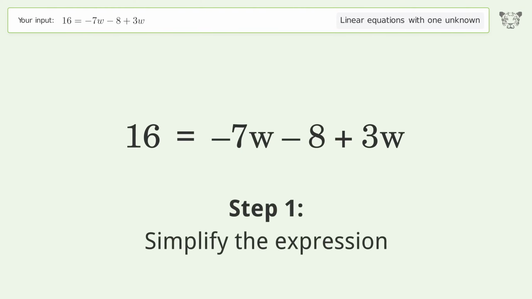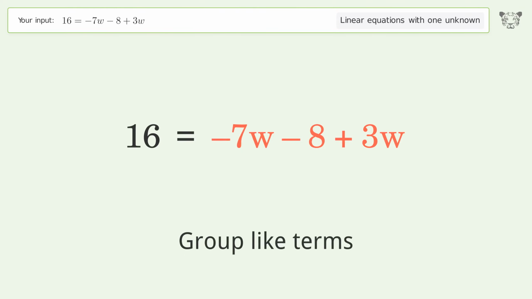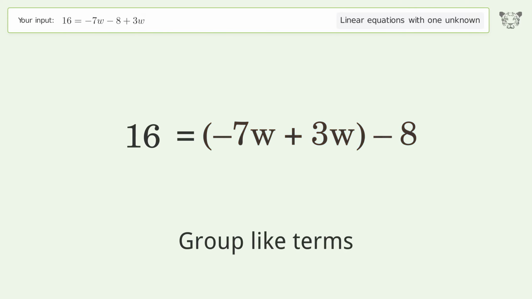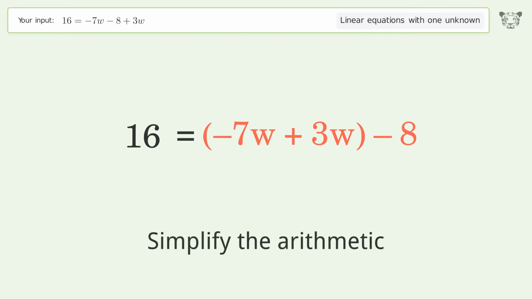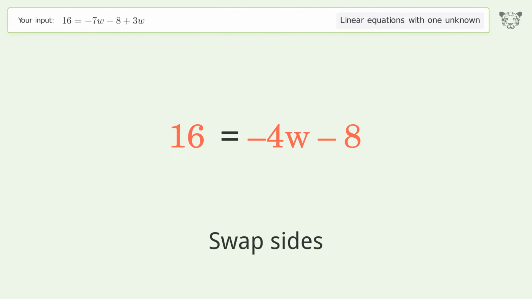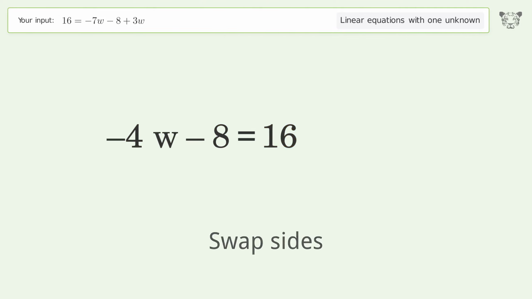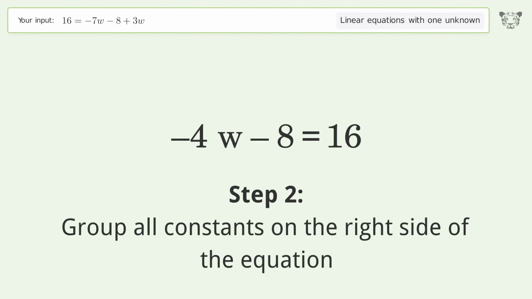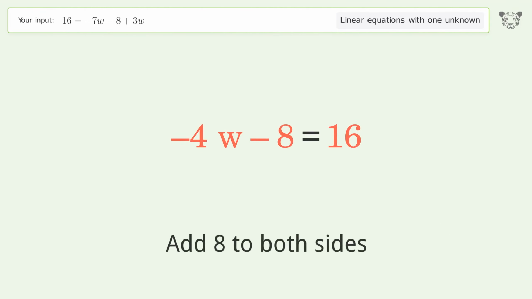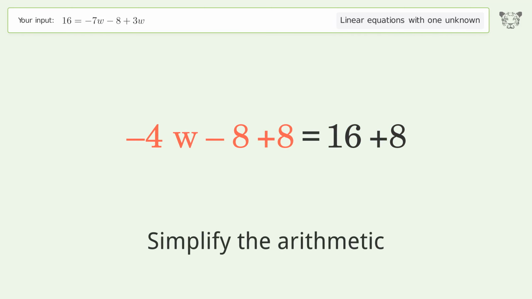Simplify the expression. Group like terms. Simplify the arithmetic. Swap sides. Group all constants on the right side of the equation. Add 8 to both sides. Simplify the arithmetic.